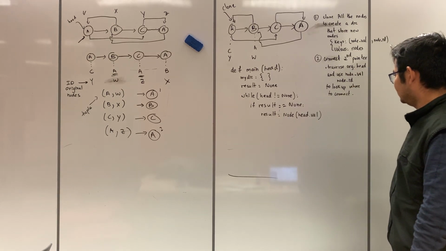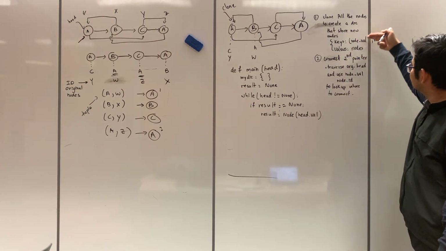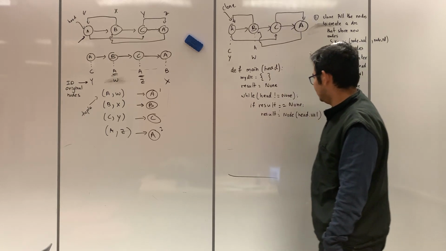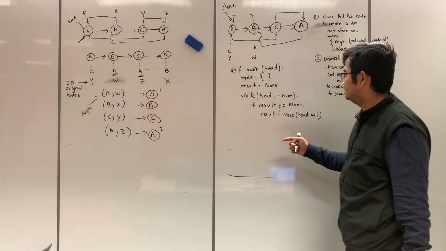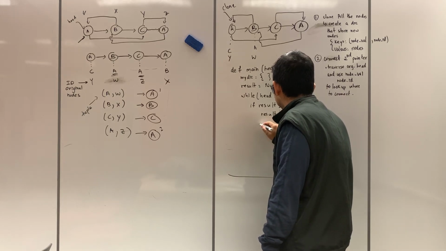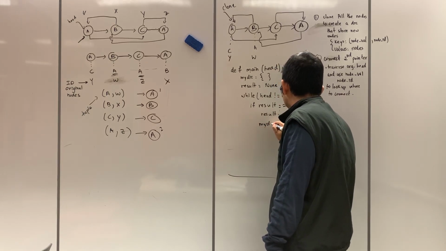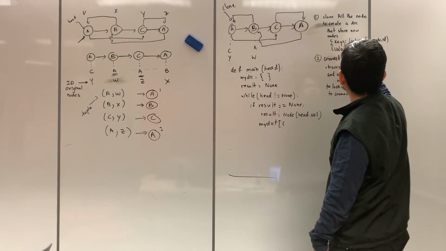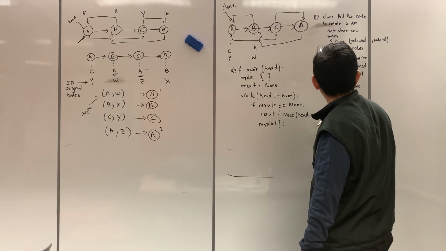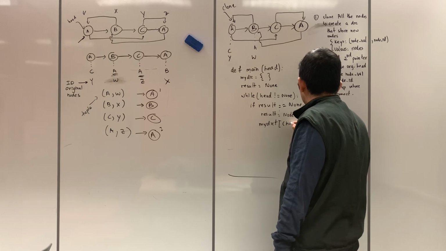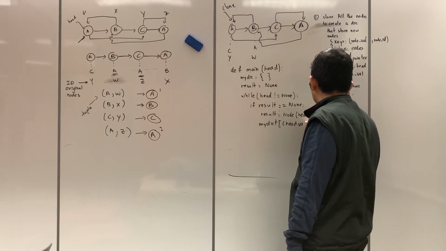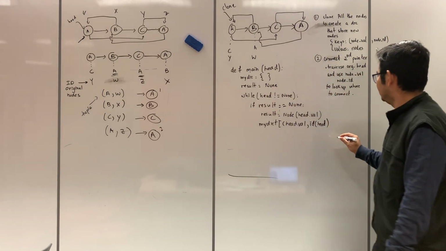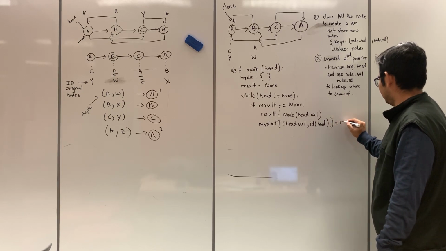So result is equal to a new node with head's value. And then I want to store this new node in a dictionary. To do that, we need to pass a key. Our dictionary is my dict. The key is the node value and node ID, so the node value of head and the ID of head, equal to result.